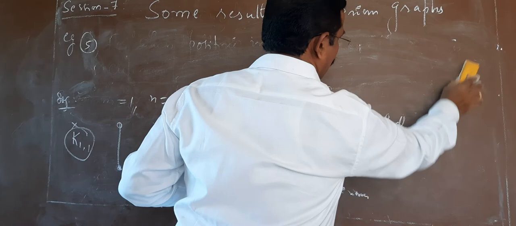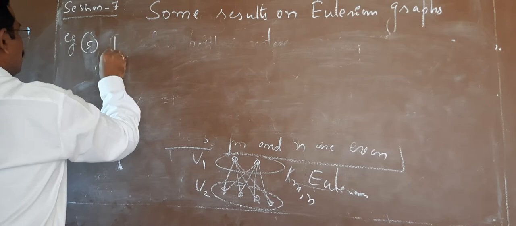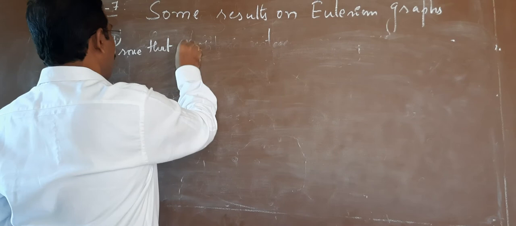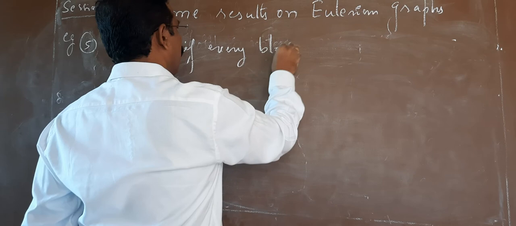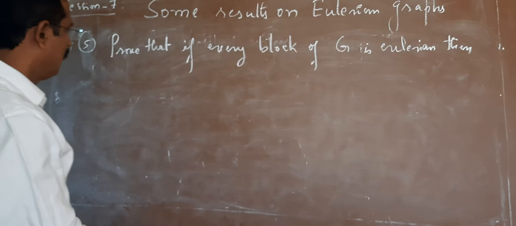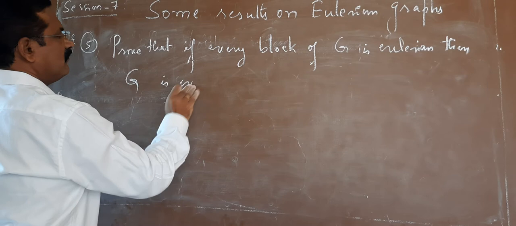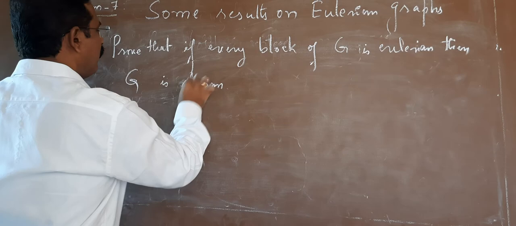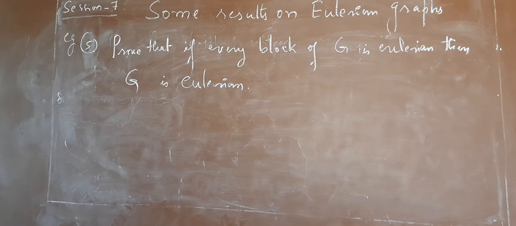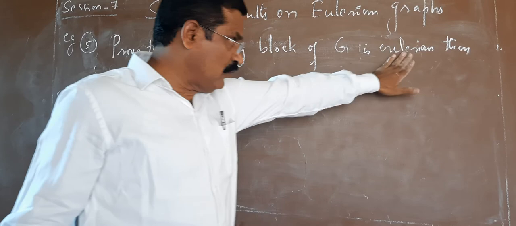So what is the question? If every block of G is eulerian, then the graph G is eulerian. Sorry, I made a mistake in writing the spelling of eulerian graph. Okay. So, prove that if every block of the graph G is eulerian, then you have to show the graph G is also an eulerian graph.